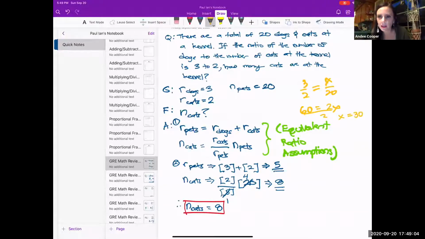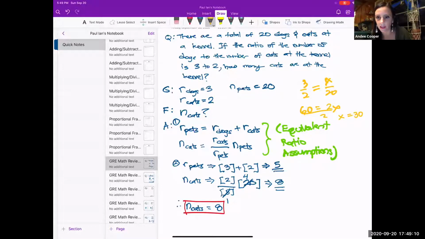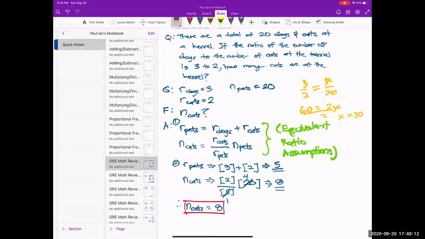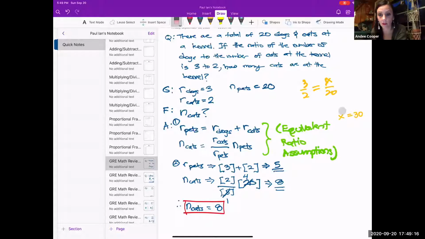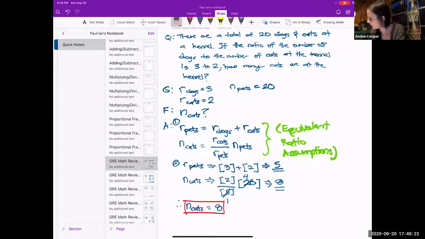Wait, how did you? You said 3/2, and then x over 20, right? Oh, and so you're cross multiplying, right? Is that how you did it? Is that the right answer? It's not the right answer. So that's what I was getting, and it wasn't. Obviously, that's not the right answer because there are only 20 dogs and cats.